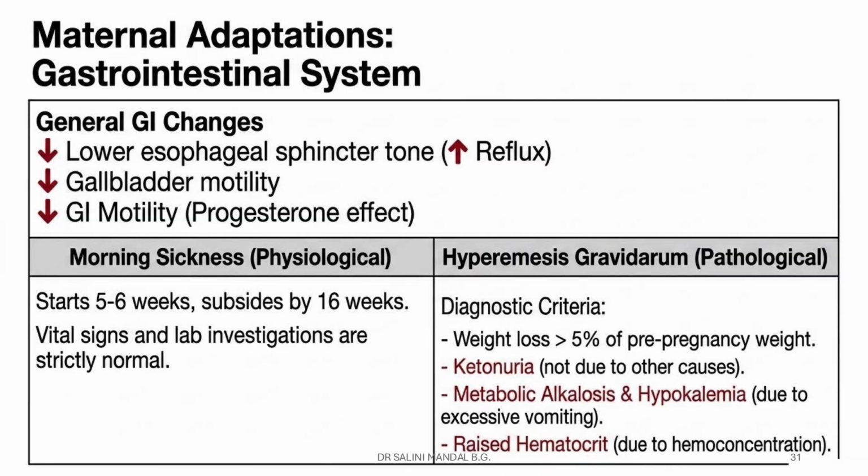If at all it is not normal, then we talk about hyperemesis gravidarum, in which there is going to be weight loss of more than 5% of the pre-pregnancy weight. Ketonuria is going to be there. Metabolic alkalosis and hypokalemia will be there due to excessive vomiting, and a raised hematocrit value due to hemoconcentration. These are going to be there in hyperemesis gravidarum.